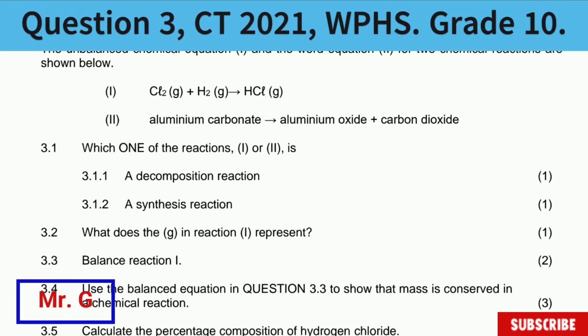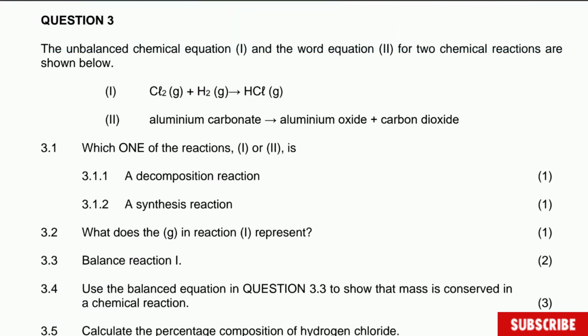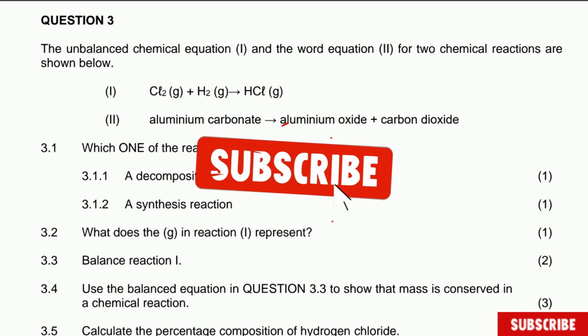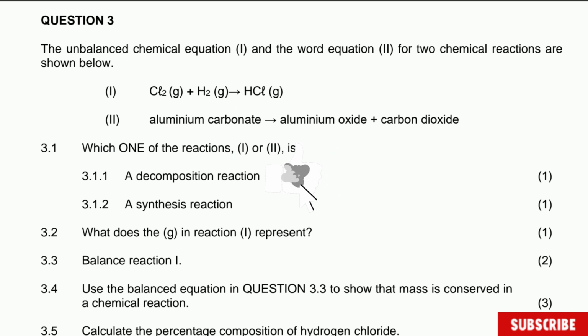This is question 3, done in one of the control tests at my center. The question says: the unbalanced chemical equation 1 and the word equation 2 for two chemical reactions are shown below. And then you have two chemical reactions there. 3.1. Which one of reactions 1 or 2 is a decomposition reaction?